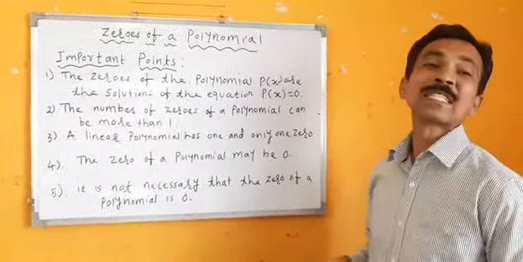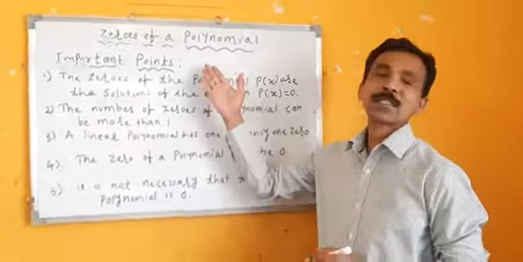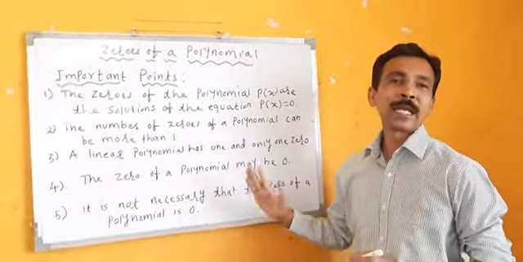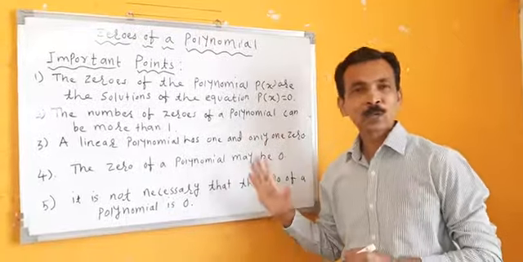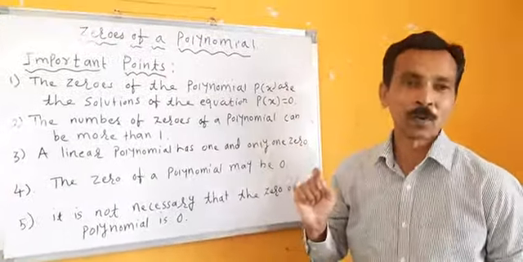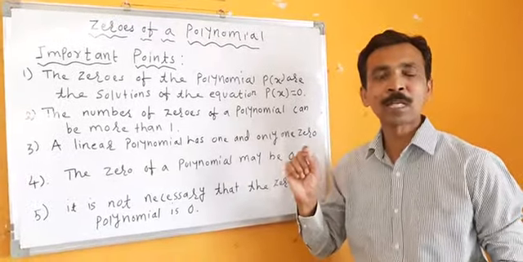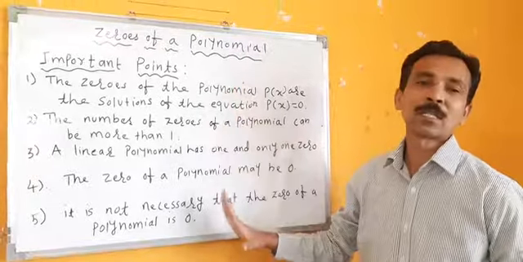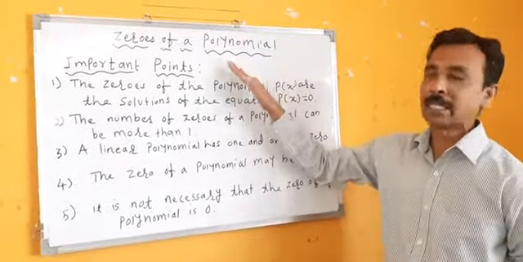Before we move to the second exercise, see what is the heading and which are the important points which will help you to solve the examples. Exercise 2.2 comes under the heading zeros of a polynomial. When we solve the sums, we will come to know what is the actual meaning of zeros of a polynomial. But see what the points are in this.